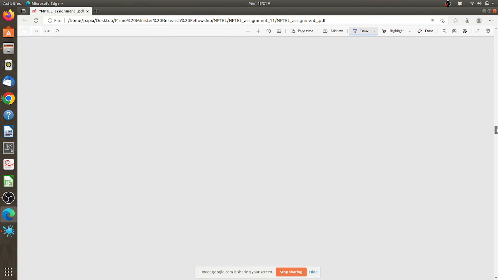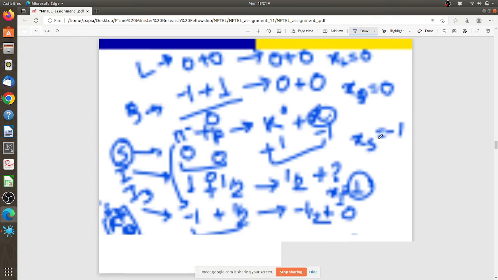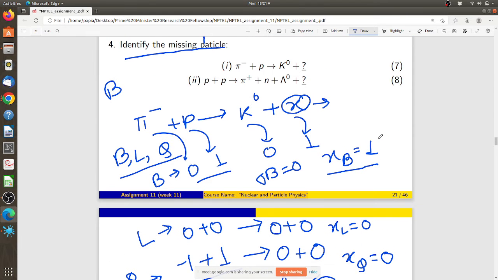Okay, now go to the table. See, here baryon is 1. Pi is a baryon or meson? Pi is meson. N, neutron is a baryon. Lambda 0 is a baryon. Yes, baryon. 1 plus 1. So the baryon number of the X particle is 0. Okay, fine.